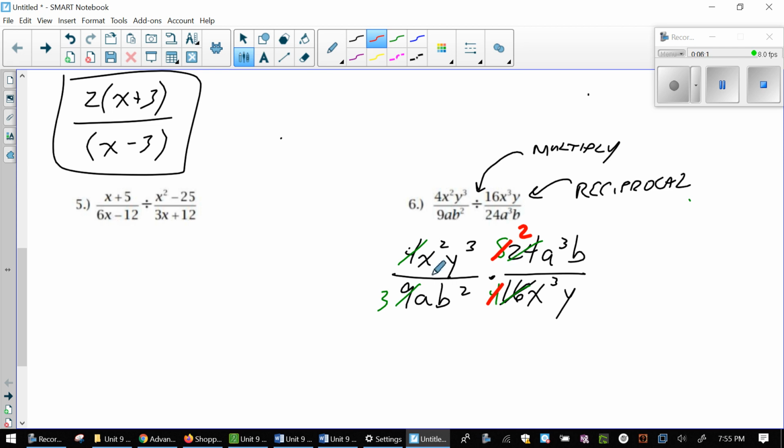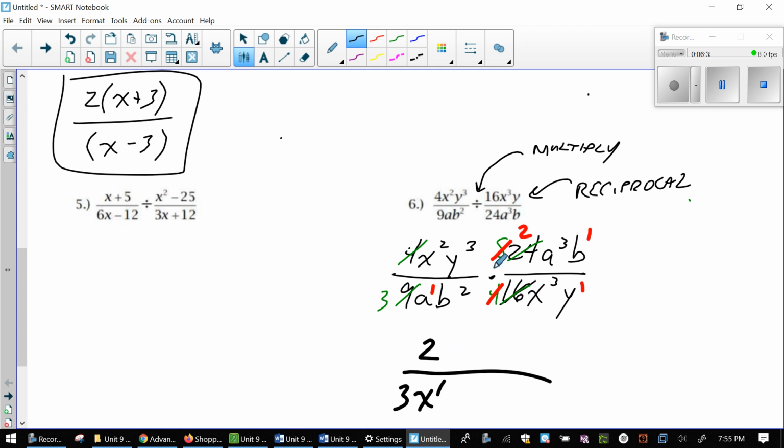Now let's go ahead and look at our variables. Remember, we subtract the powers, larger minus smaller, and wherever they're left, that's where they're going to be left over. So on the numerator, still got 2 on the top. So you have x squared on the top. I have x cubed on the bottom, so that's going to give me the x to the first on the bottom, and I got that 3 on the bottom too. All right, so there's the x's.